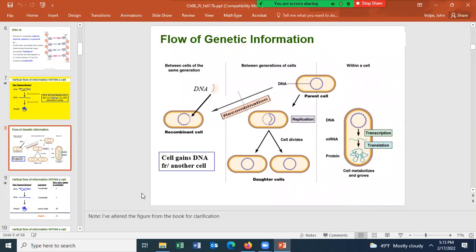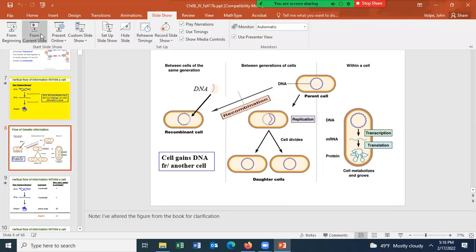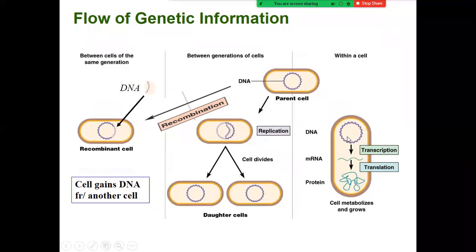All right, this slide is showing you all the ways that the flow of genetic information happens from one cell to another cell. We mentioned already that within a cell, let me blow this up, the information flows from DNA to messenger RNA to protein. Now you should realize that sometimes the information flows from DNA to rRNA or tRNA, in which case it doesn't flow further.